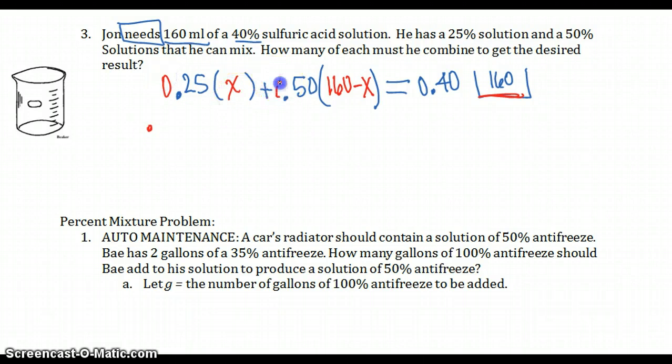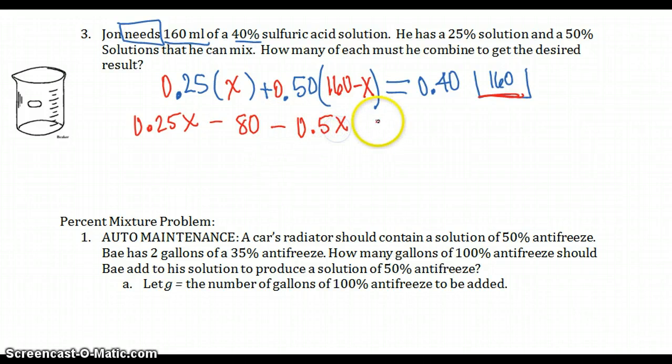It's nice to put a 0 in front: 0.25x plus, when you multiply 0.5 times 160, you end up with 80 minus 0.5x equals, multiply 0.40 times 160. I think we get 64. All right, now we're going to combine like terms. These are like terms. 0.25x minus 0.5x is going to leave me with a negative 0.25x.